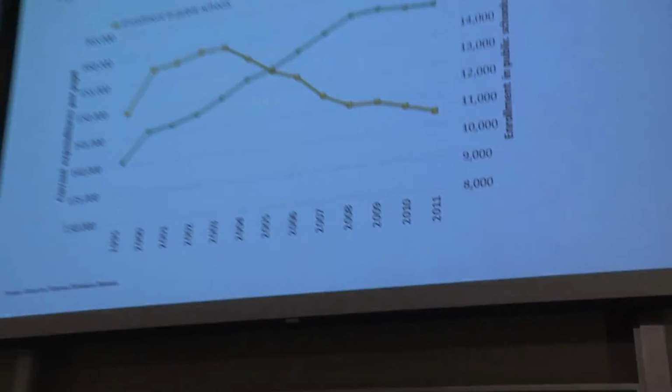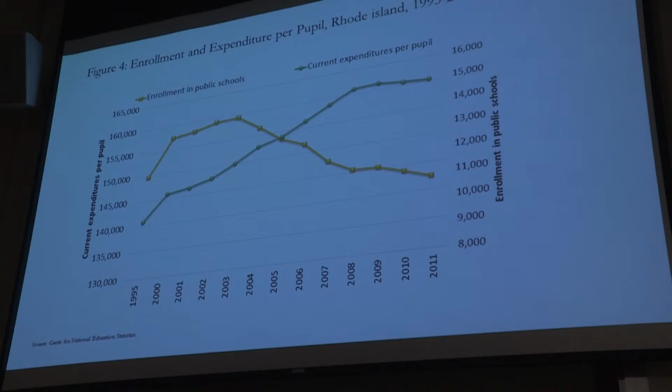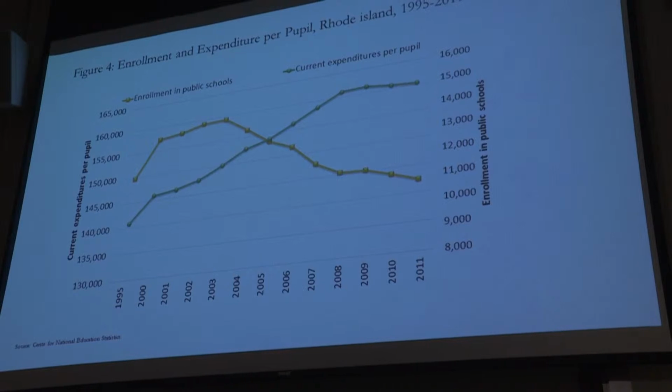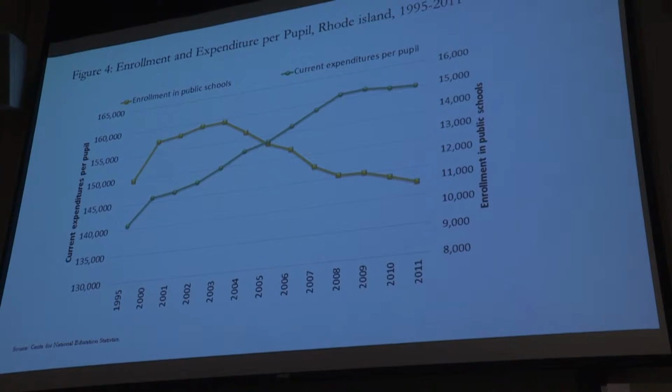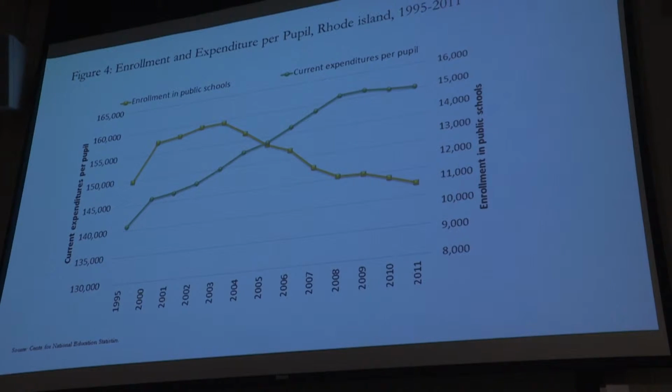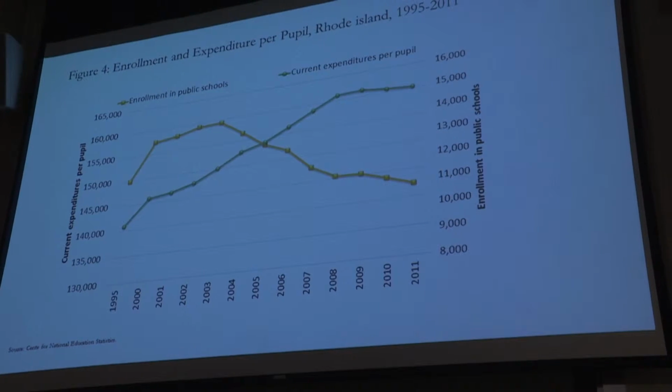Figure 4 shows enrollment and expenditure per pupil in Rhode Island in 1995 and 2011. So this yellow one is enrollment in public schools. It's declining, and current expenditure per pupil is rising. So this means that, even before running this regression, the schools were already built and the fixed structures are there, but to the extent that the number of students enrolled there is declining, obviously the per person fixed cost becomes higher and higher.